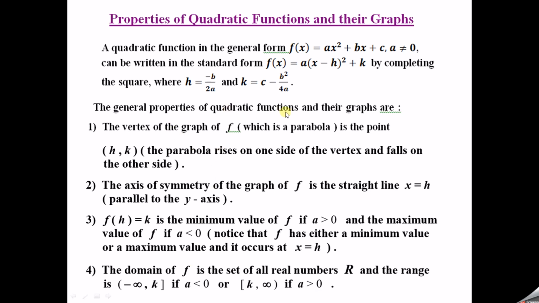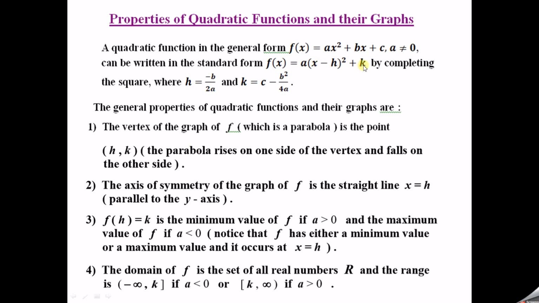So the general properties of quadratic functions and their graphs are: the vertex of this quadratic function, the parabola, is at the point (h, k). That is the advantage of finding h and k. So once this equation is written in this form, then (h, k) will be the vertex, with h as the x coordinate and k as the y coordinate. And if it is given in this standard form a(x minus h) whole square plus k, directly you can pick what h is and what k is.